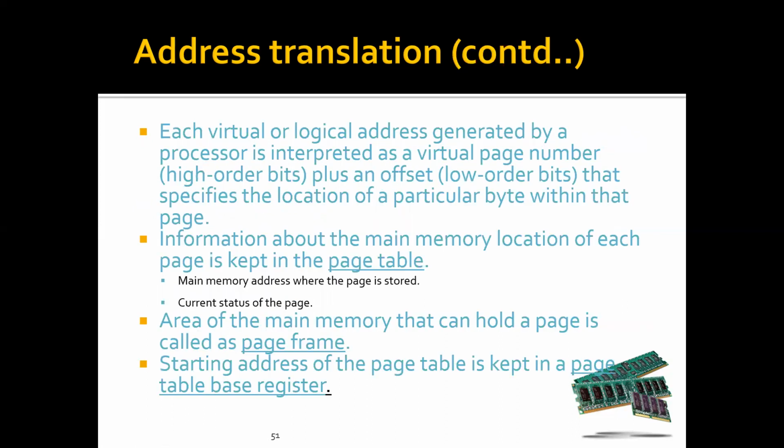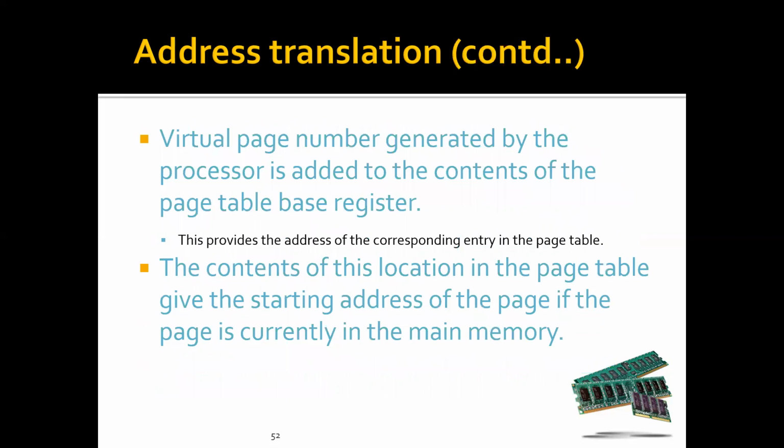The virtual or logical address generated by a processor is interpreted as a virtual page number and an offset. So the address generated by the processor has two parts. One is called the page number, another is called the offset. The high order bits are the page number, and the low order bits are the offset. The information about the main memory location of each page is kept in a table called the page map table. So we can see this through a diagram.